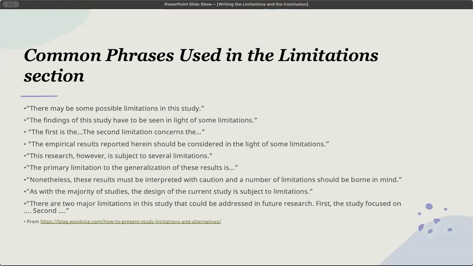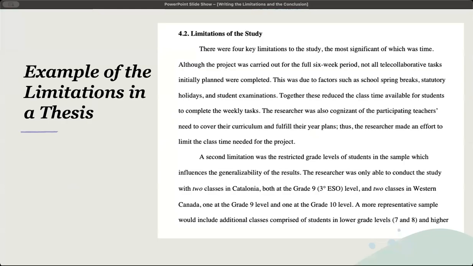So phrases, and I'm not going to read all of these, but you might say there may be some possible limitations in the study, or the findings of the study have to be seen in light of some limitations, and then you can continue there. Okay, so here's an example where we can see this is 4.2. This would be a subsection of the discussion section. This is the limitations. And we can see that it starts with there were 4 key limitations to the study. The most significant was the time. And then she continues from there.